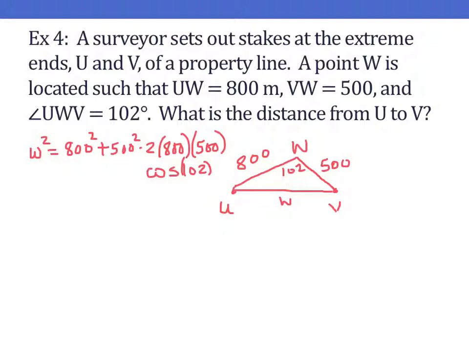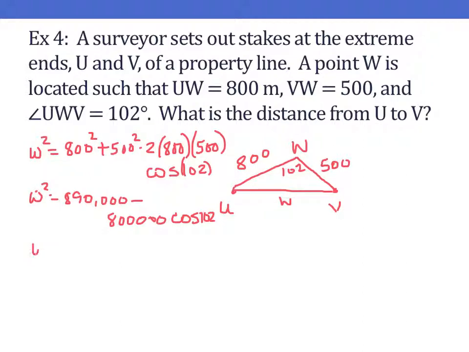Now you can square 800 and square 500 separately and add those together. So you should do that. Which gives us 890,000. Pretty big numbers we're dealing with right here. And then we have 2 times 800 times 500. You can probably hear my calculator clicking in the background. That's okay. And that's 800,000. I'm going to run out of space again. And then cosine 102.